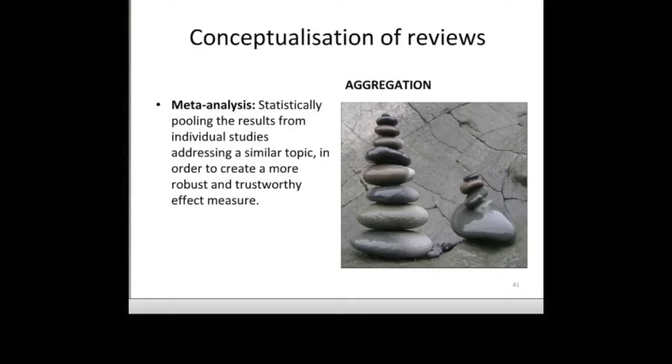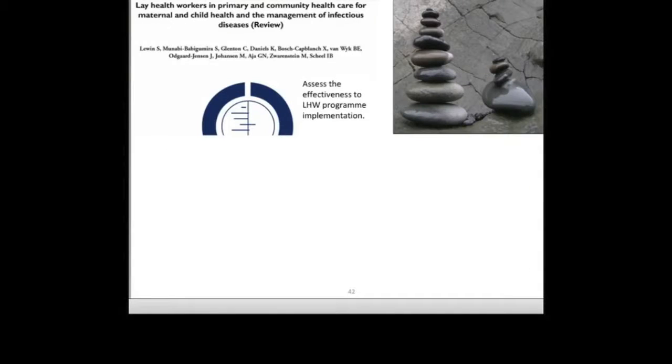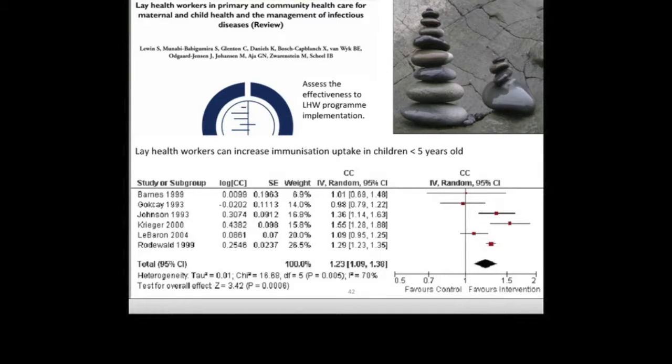The next slide is an example from Cochrane of a quantitative part of a mixed method review, and this review evaluated the impact of lay health workers in primary and community healthcare for maternal and child health and the management of infectious diseases. And what this review concluded as one of the main conclusions is that lay health workers can increase immunization uptake in children below the age of 5 years old.